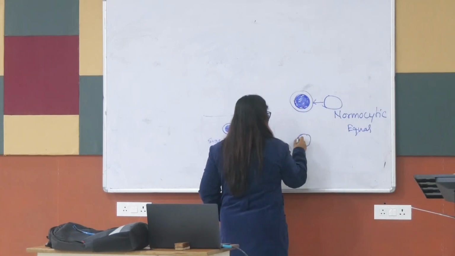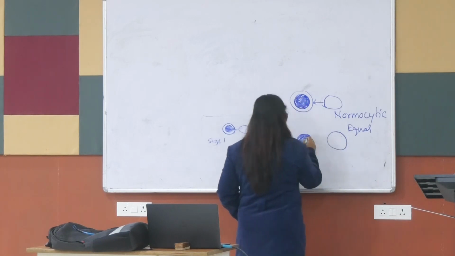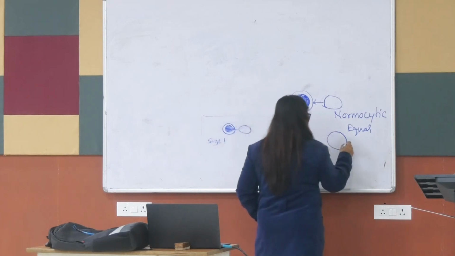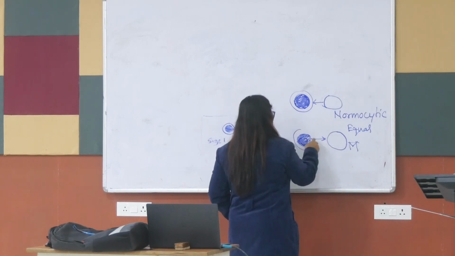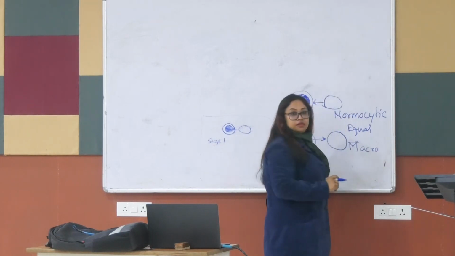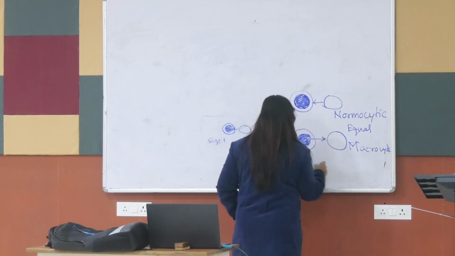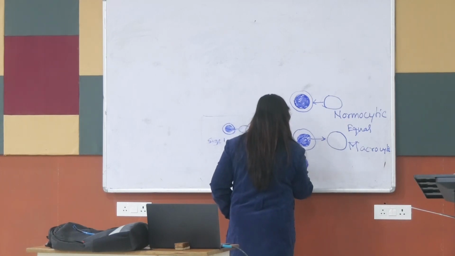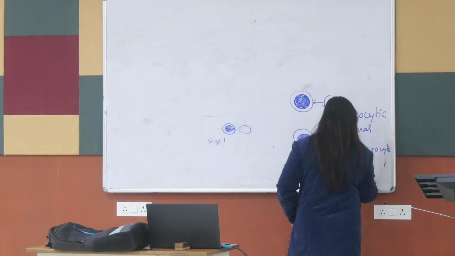When the size of the RBC is bigger than the nucleus of a small lymphocyte, it is called macrocytic. Macro means big. And when the size of the RBC is smaller, it is called microcytic.